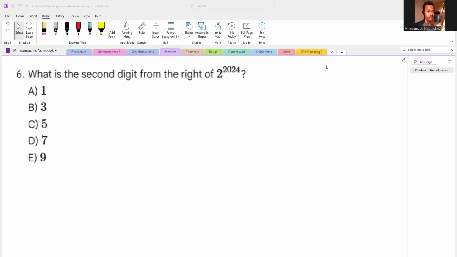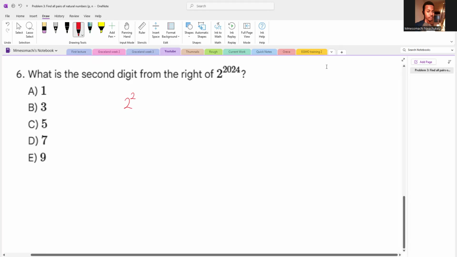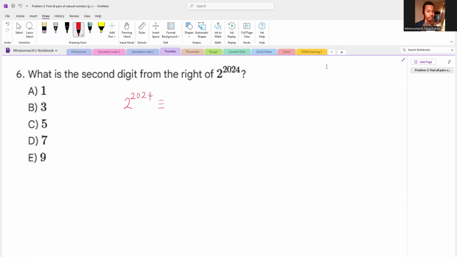In this video, we'll be looking at the sixth problem from the Special Maths contest, the first round, 2024. It says, what is the second digit from the right of 2 to the power of 2024? So this question is equivalent to finding the remainder when 2 to the power of 2024 is divided by 100. So we find the remainder and then we just take the first digit of the remainder. I think it should be obvious why this is true.